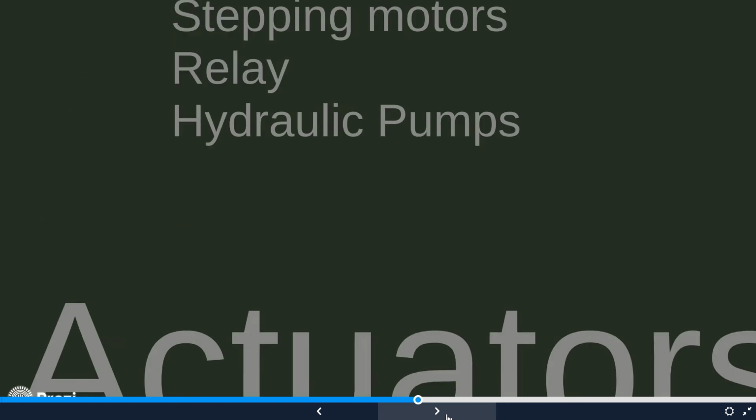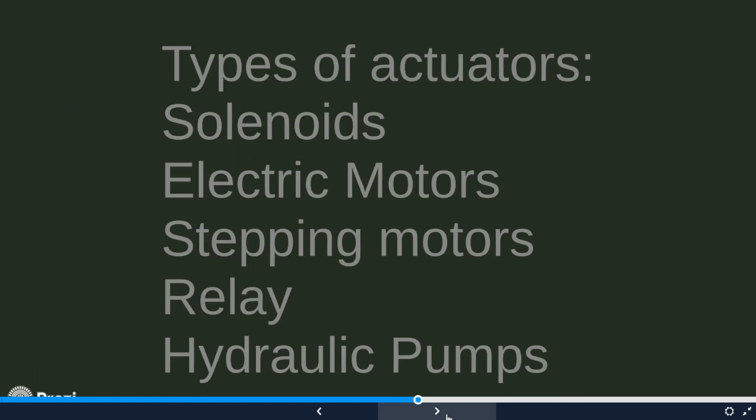Well, an actuator actually performs the actual work of the system. So it is in things like conveyor belts, it's in robotic arms, and we'll get into the importance of a robotic arm and conveyor belts and the difference between the two types of motors shortly. So we have 4 types: electric motors, stepper motors, relays, and hydraulic pumps are the types of actuators that are talked about or mentioned in the syllabus.